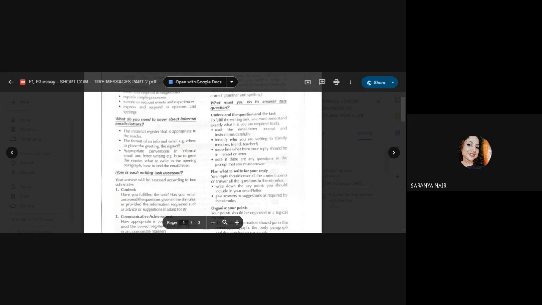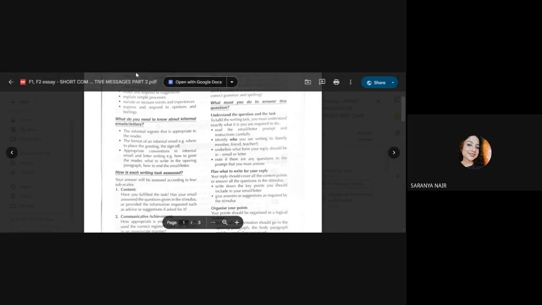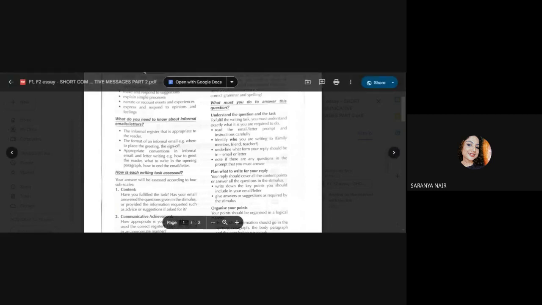Okay? And then underline what form your reply should be. Is it going to be an email or a letter? An email is when you send it through computer. A letter is when you send it on hard copy, on a piece of paper, or through post. And then finally, note if there are any questions in the prompt that you must answer. That means before you reply to an email or letter, you will first be given an email or letter. So you must read that, understand that properly, see if they are asking you any questions there. Only then you will be able to understand and answer the questions. Do you understand what I'm trying to say?